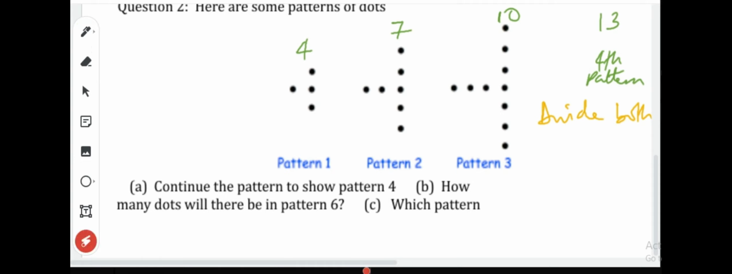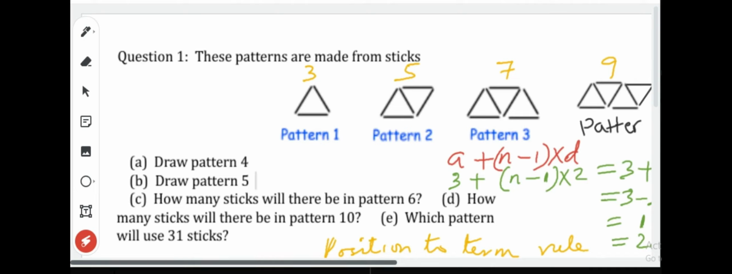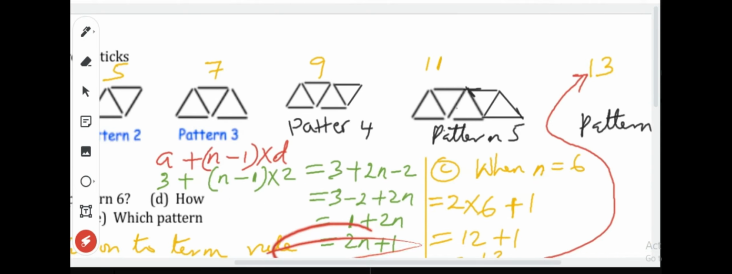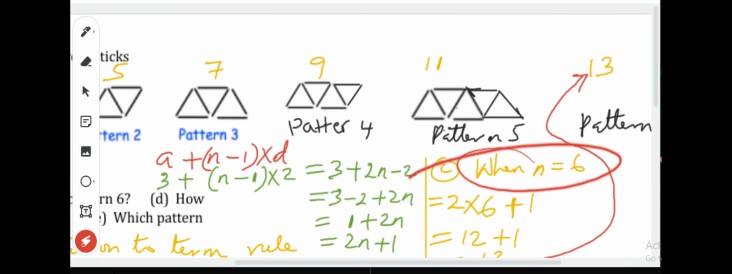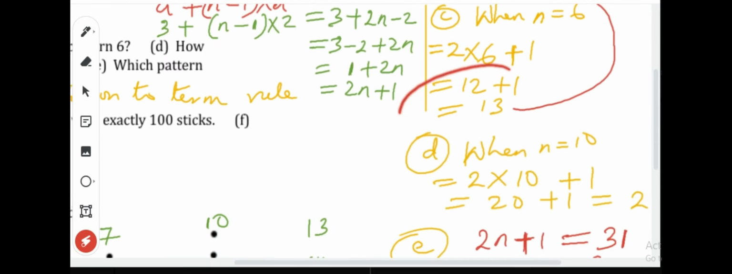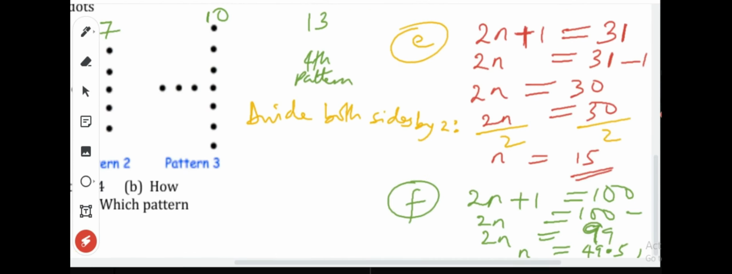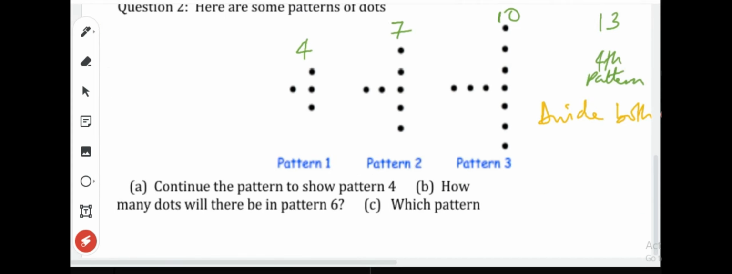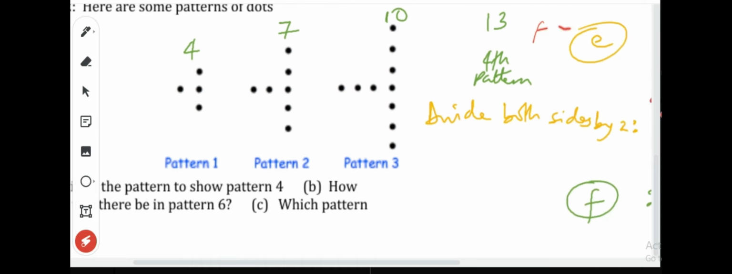We can draw that. How many dots will there be in pattern 6? We find the position to term rule like we did when we found the position to term rule in this first one, and then when n equals 6, we get the answer. Or we can keep writing until we get to 6: 4 plus 3 is 7, plus 3 is 10, plus 3 is 13, plus 3 is 16, plus 3 is 19, and so on until we get to 6.